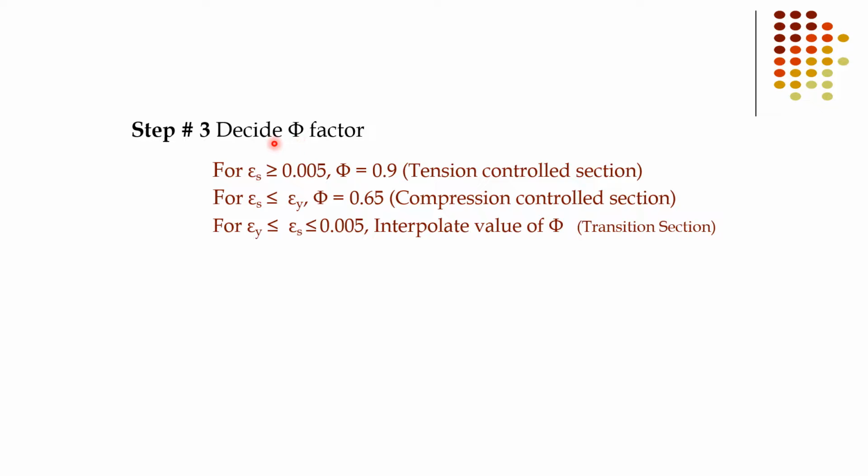In step 3, decide the phi factor. For a tension control section, you will select phi 0.9. For a compression control section, you will select 0.65. And if your strain value is in between the yield strain and 0.005, then you will interpolate the value of phi for the transition section.